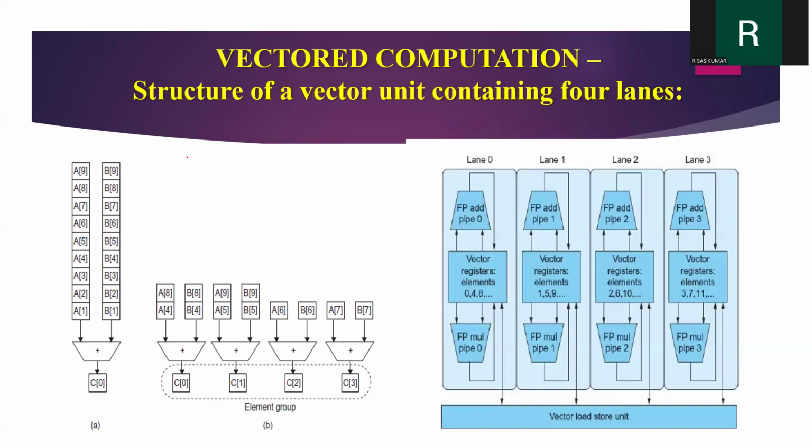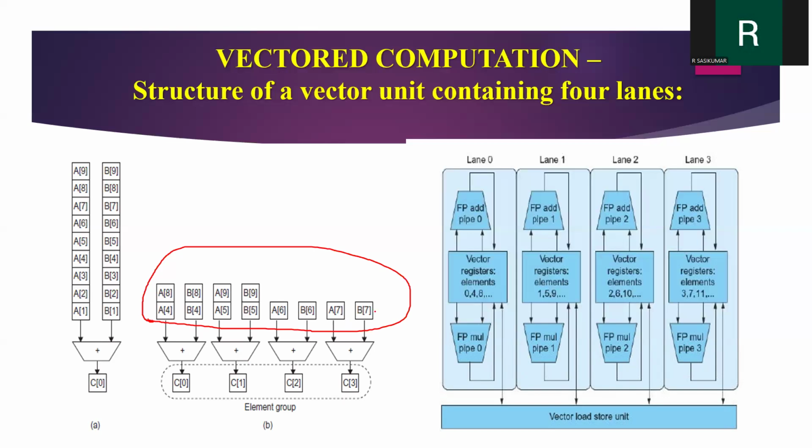But instead of the array process, when we move on to the vector process, a group of elements can be taken at a time, and with the help of vector registers, we can store a group of elements at a time. At a time we can get four elements: C of 0, C of 1, C of 2 and C of 3. Then another four: A of 4 plus B of 4, A of 5 plus B of 5, A of 6 plus B of 6, and A of 7 plus B of 7 will be added. With the help of pipeline execution, we can add four elements at a time and get four outputs at a time. This is the advantage of the vector concept.